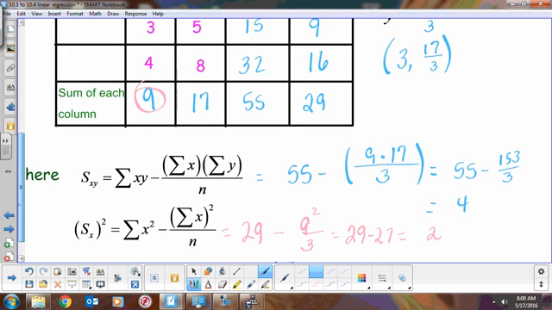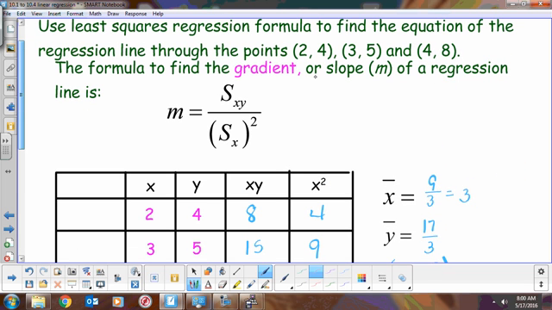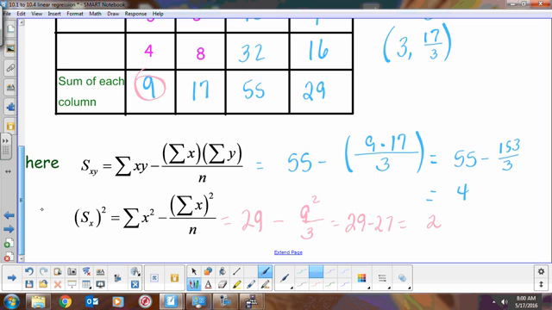So what are we supposed to do now? We're supposed to take our Sxy, which is 4, divided by this, which is 2. What's the slope of my regression line? 2. Oh, did I square it? Oh, just kidding. Wait a minute. Sxx is the sum of the x's squared minus the sum squared over n. I think I'm okay.